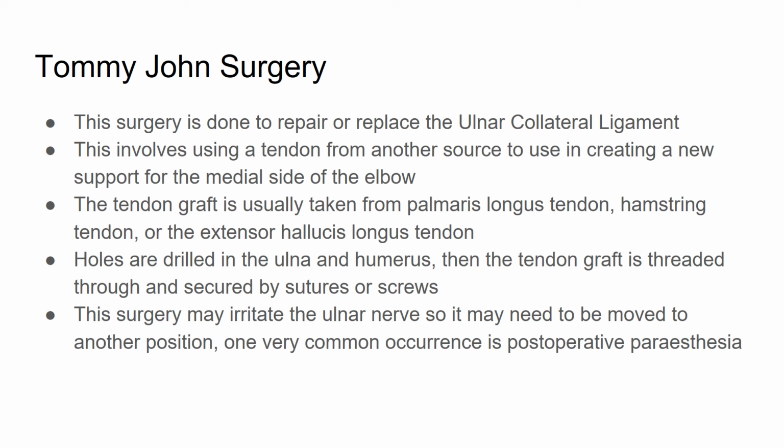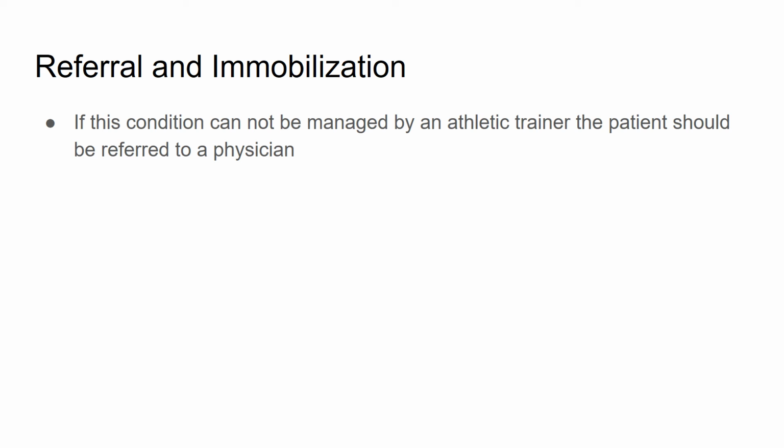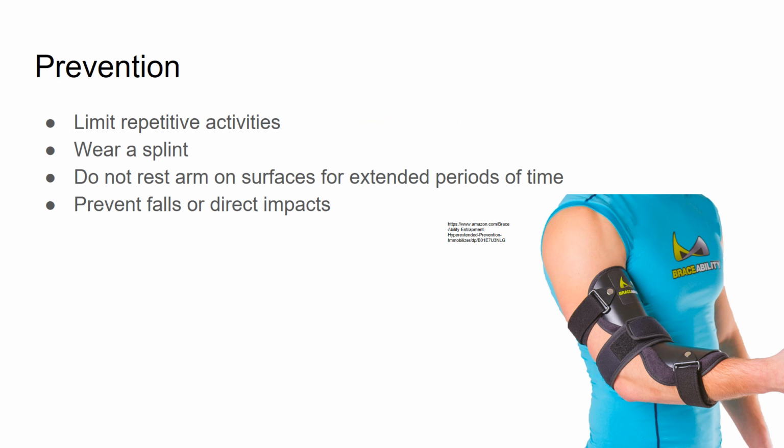It is common that the ulnar nerve is moved to a different position during these procedures to prevent future complications. If this condition can't be managed by an athletic trainer or there is no improvement, then the athlete should be referred to a physician. To prevent this condition, athletes should limit repetitive motions or activities, wear a splint, and prevent resting the arm on surfaces for extended periods of time and prevent falls or direct impacts. Mulligan cannot be performed for nerve injuries.